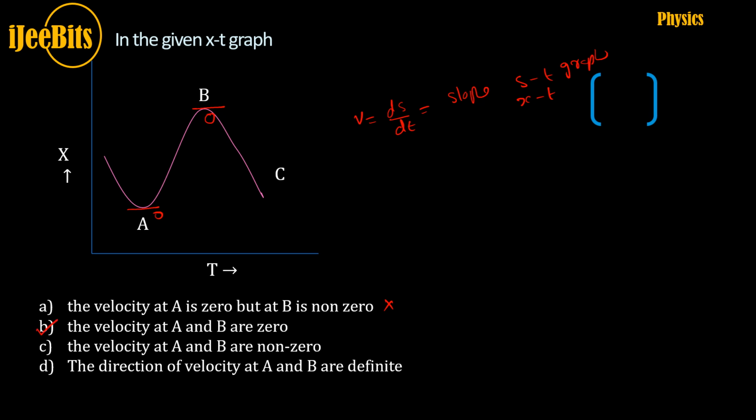Let's look at other options also. Velocity at A and B non-zero? No. Absolutely 0. The direction of velocity at A and B are definite? What direction? We are talking about 0. Again, you can see the graph increasing here, but at point A we have 0 velocity. It's a kind of rest point. Okay, so the answer is B.